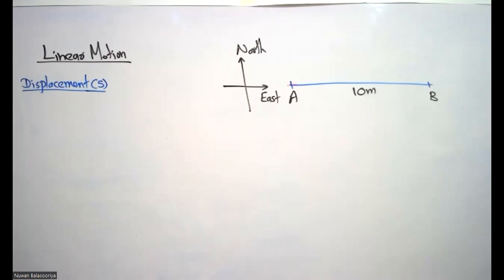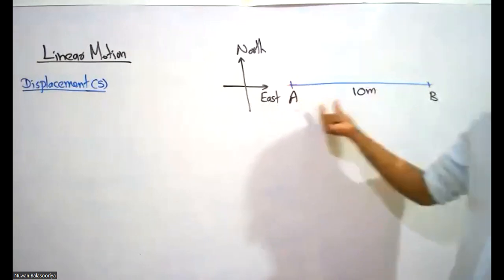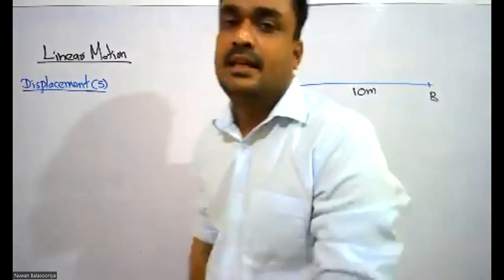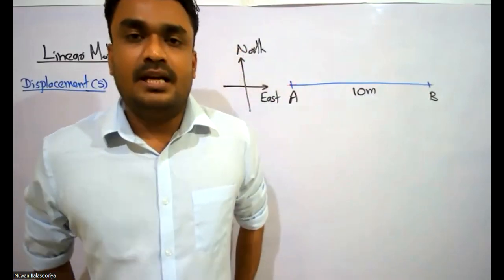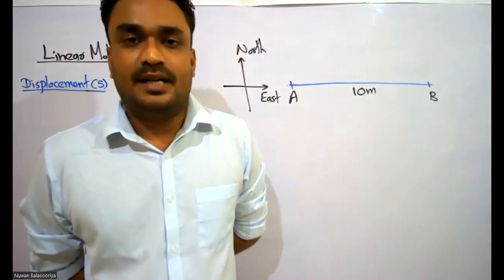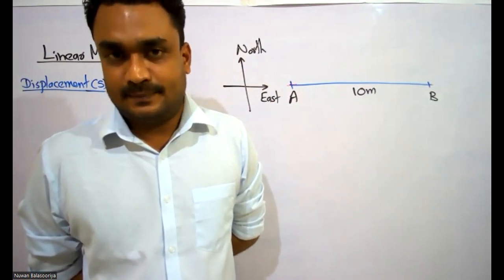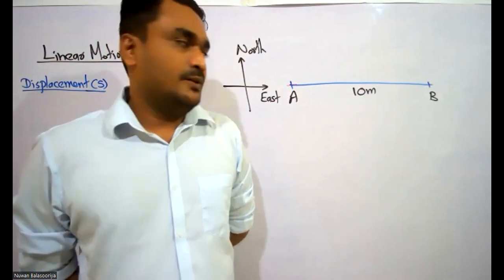Leave a line and write the final point. Therefore, A to B displacement, capital A to capital B, is 10 meter to the east. Right.